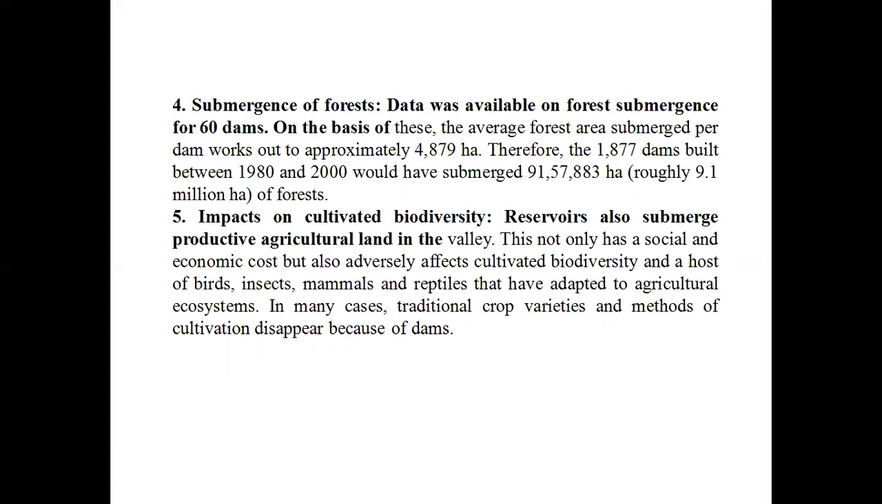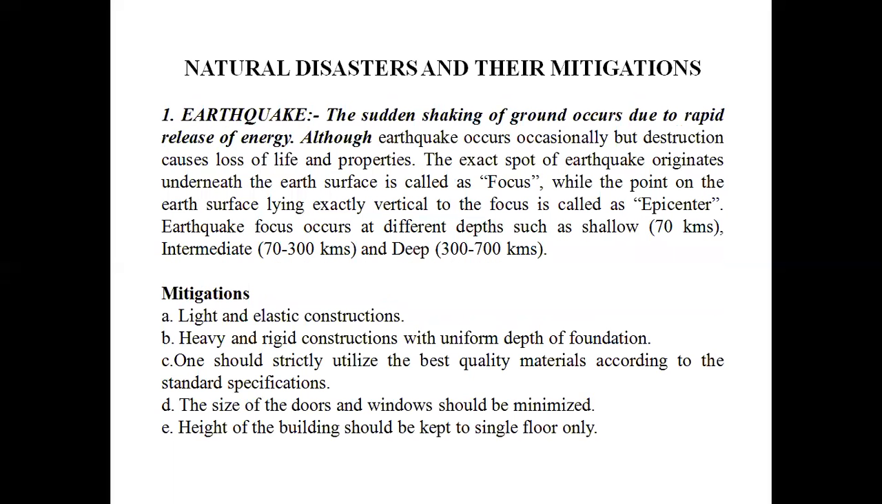Impact on cultivated biodiversity: reservoirs also submerge productive agricultural land. It's really a great problem as far as the agricultural land in the valley is concerned. So this is not only a social and economic cost, but also adversely affects cultivated biodiversity and a host of birds, insects, mammals, reptiles that have adapted to that particular ecosystem. In many cases, traditional crop varieties and methods of cultivation disappeared because of this type of constructional activities in general. So let us move on to natural disasters and their mitigations.